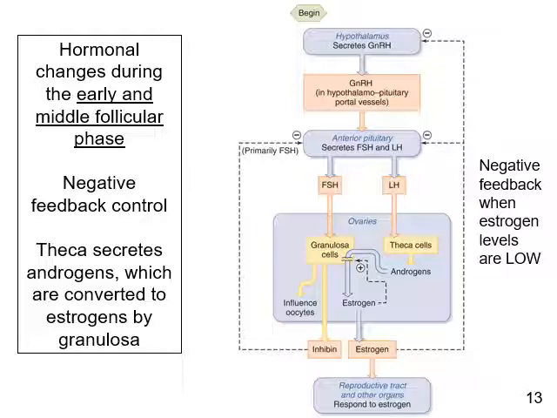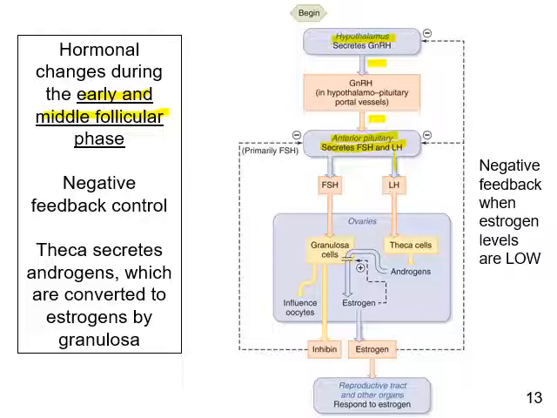Let's walk through these endocrine changes in a schematic form that articulates the feed forward and feedback control. So let's start at the early and middle of the follicular phase. The hypothalamus is secreting GnRH into the portal circulation. GnRH receptors expressed on the gonadotrophs of the anterior pituitary cause them to secrete FSH and LH.